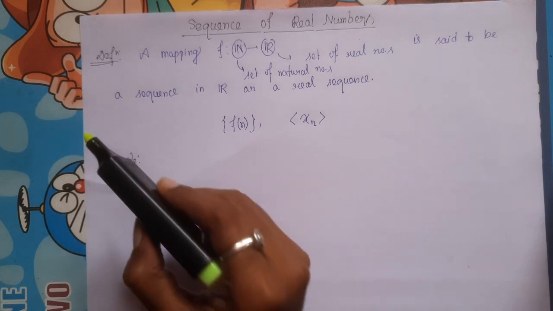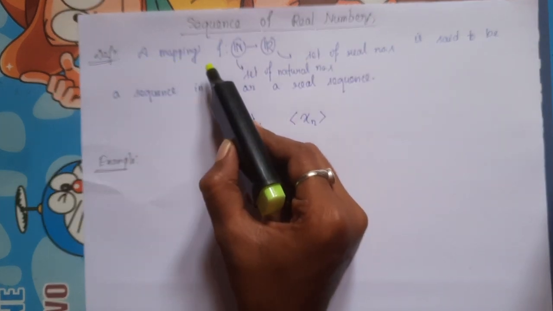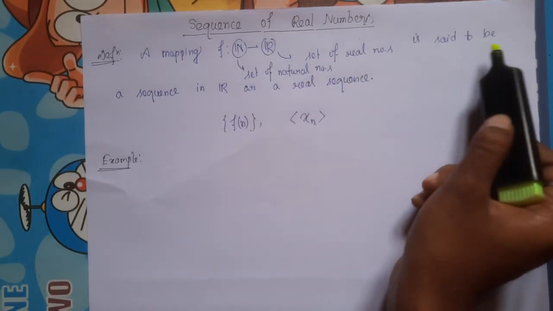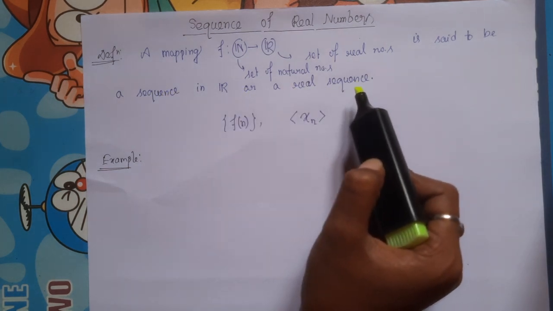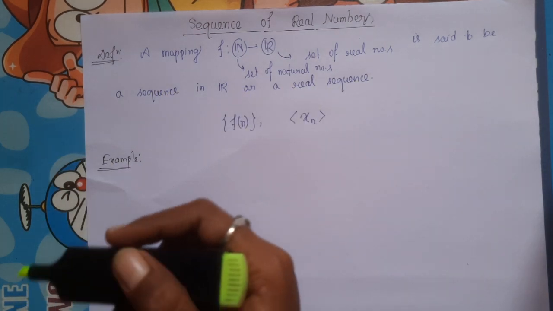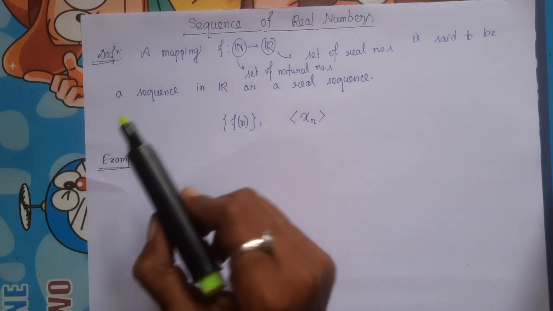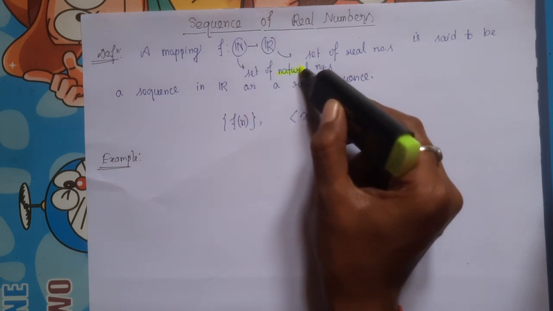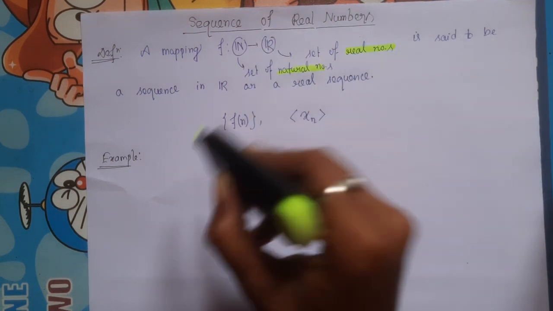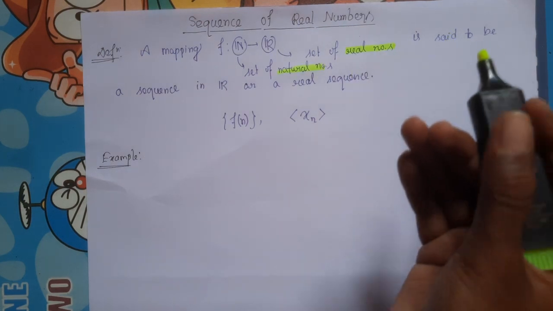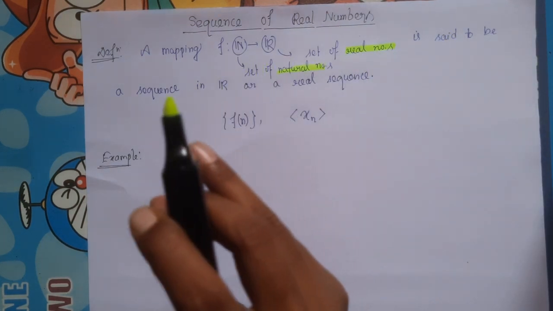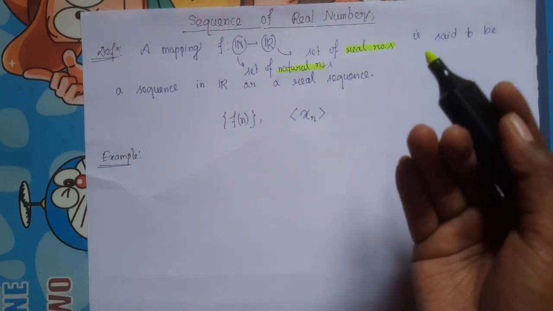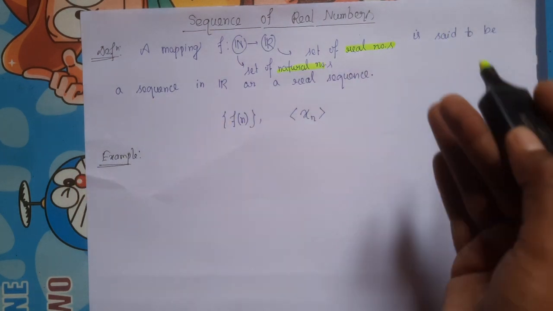What is the definition? It says that a mapping f such that f from N to R is said to be a sequence in R, or a real sequence. What does it mean? It means a mapping f which is a mapping from N to R, that is from the set of natural numbers to the set of real numbers. So the function which maps the elements of the natural numbers to the set of real numbers. Okay, this is the sequence. This is nothing but a mapping from the set of natural numbers to the set of real numbers.